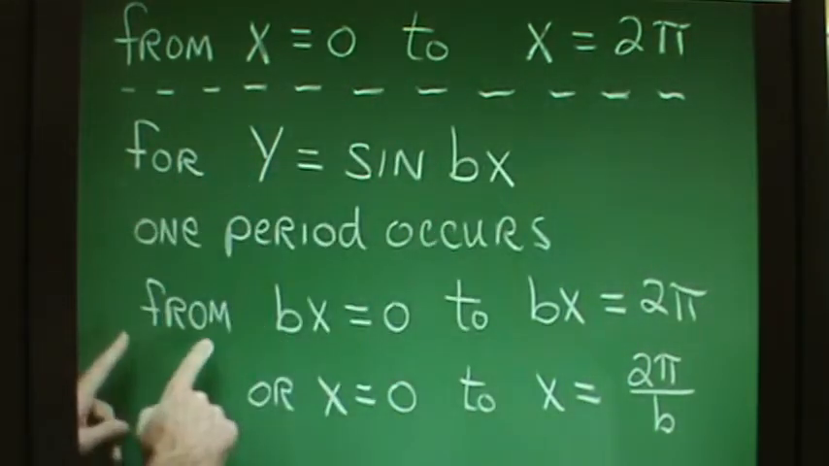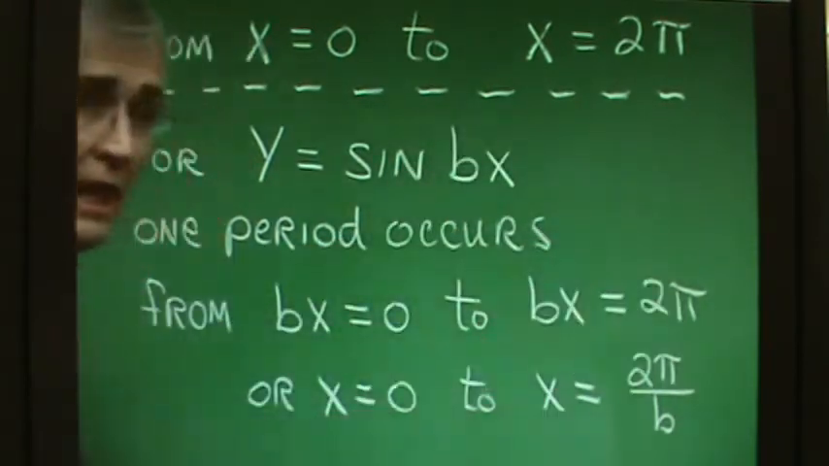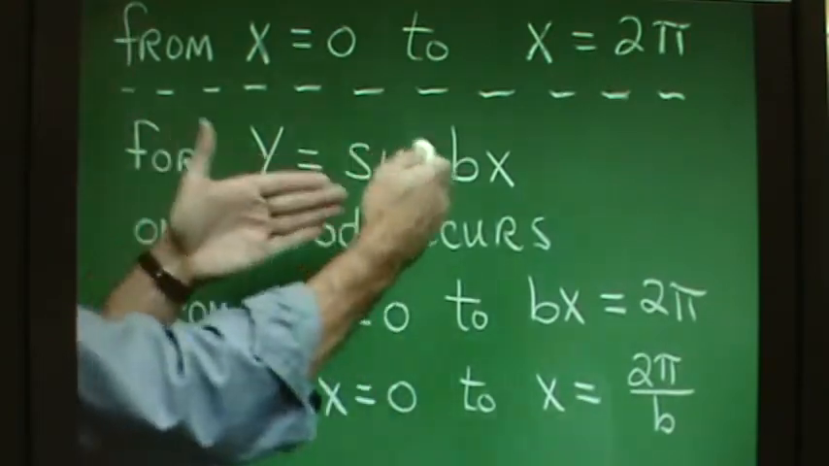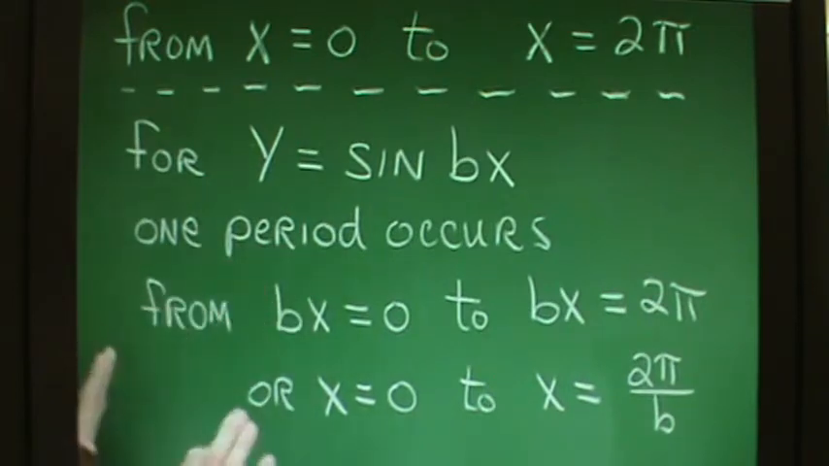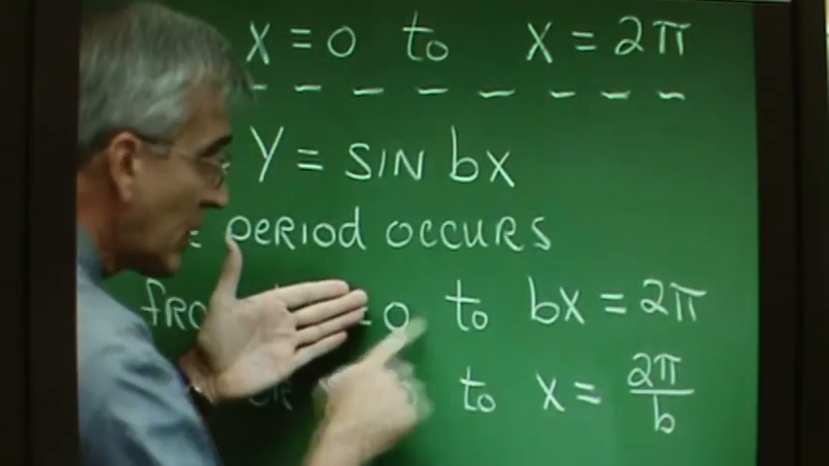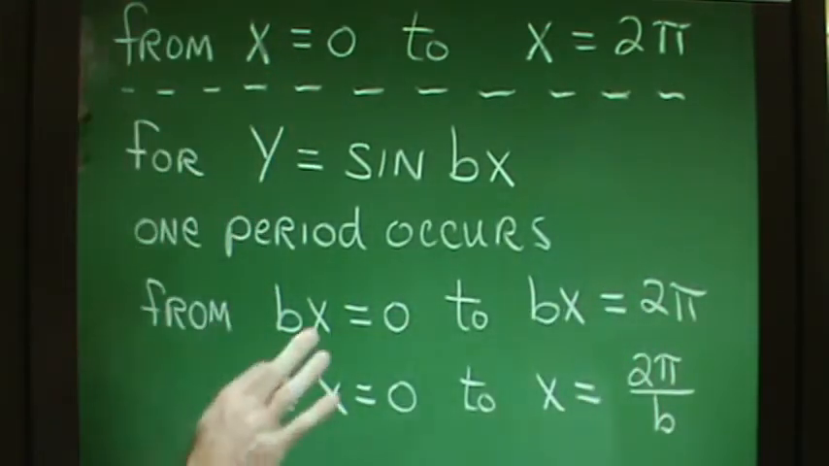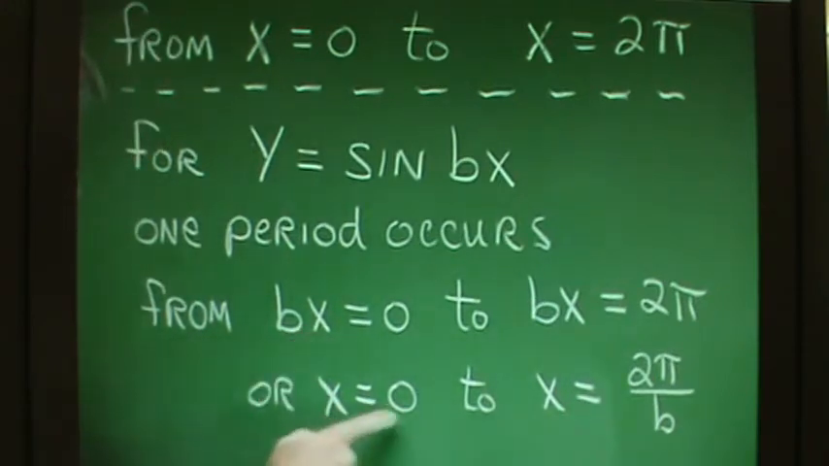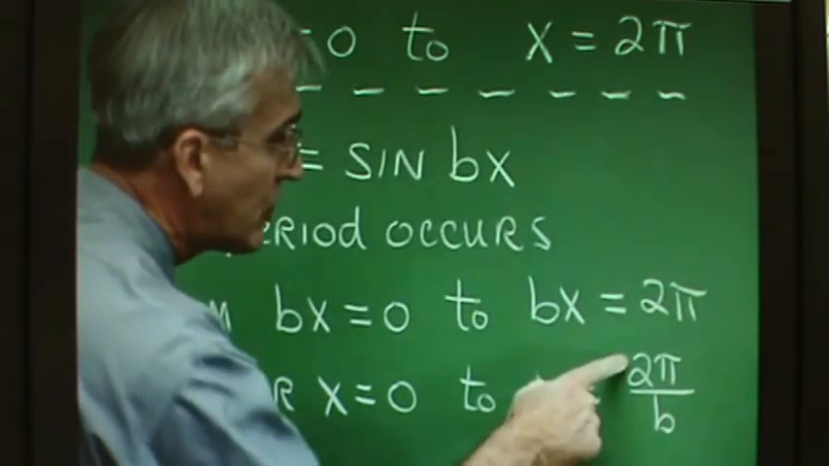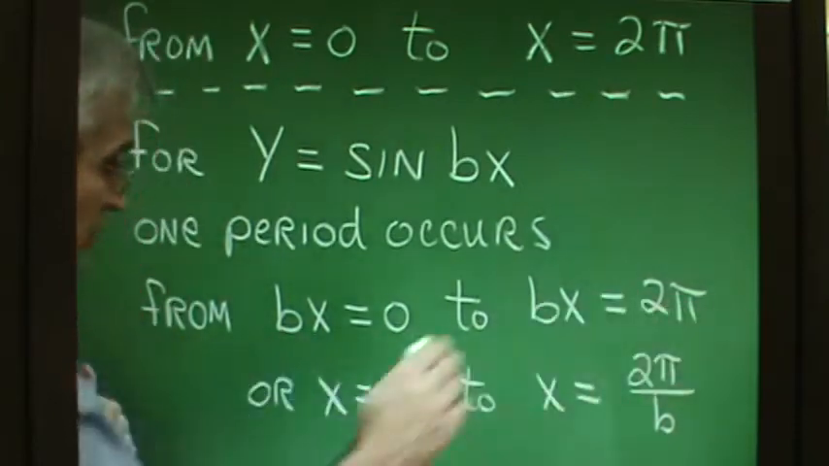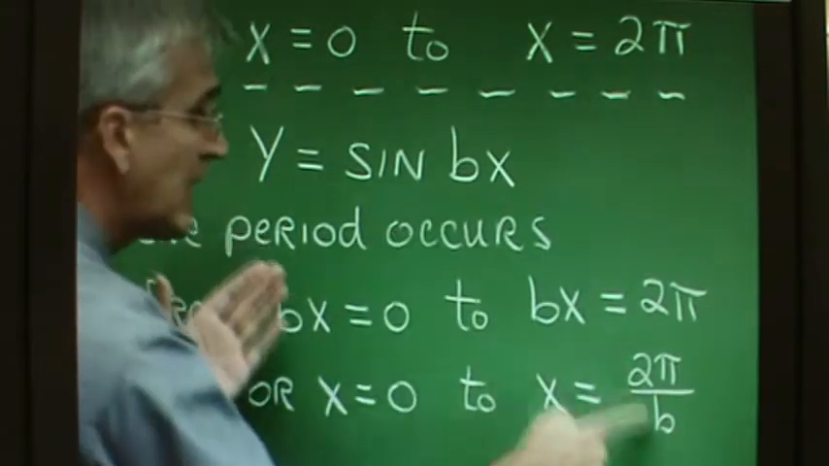That is, one period occurs from a bx value of 0 to a bx value of 2 pi. You see, because that's the angle that we're taking the sine of, or that is the real number that we're taking the sine of. It is bx that we're taking the sine of. All right, and it's that number that moves from 0 to 2 pi to give us that interval over which we have one complete period. Now, what does this lead to? Well, if we solve this for x, we find x to be 0, as we might expect. But over here, when we solve this for x, you see we have 2 pi over b. So our period is occurring from 0 to 2 pi over b for whatever value b takes on.